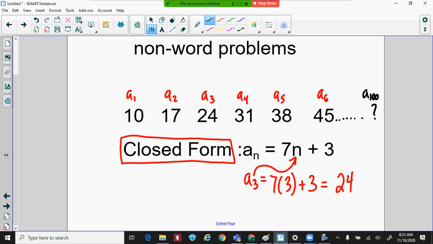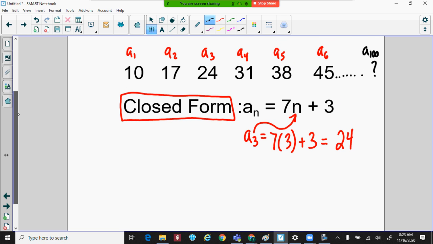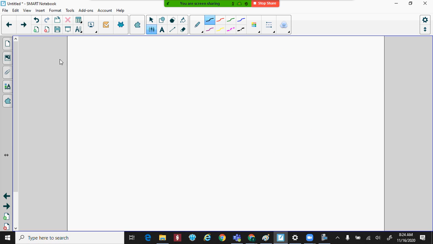Well, you can easily add 7 every single time. Of course, I wouldn't do that because I don't have enough time. So what I would do is use the closed form formula, and I would go, okay, I'm looking for a of 100. So I would take 100 and plug it in for n. That would be 7 times 100 plus 3. When I do the math, I get 703. So my 100th term of the sequence would be 703. All right? So let's keep going.